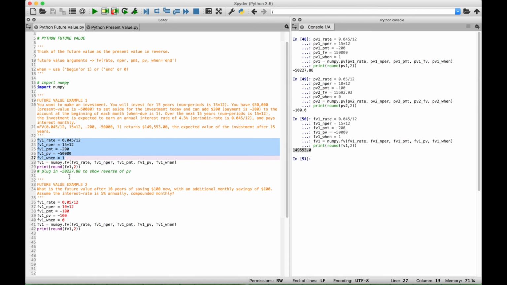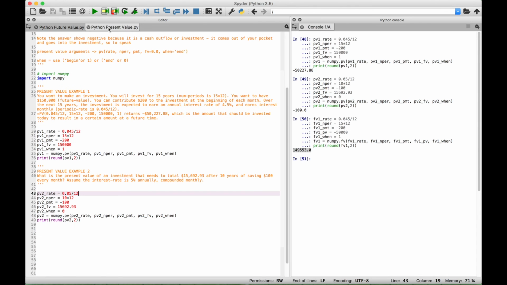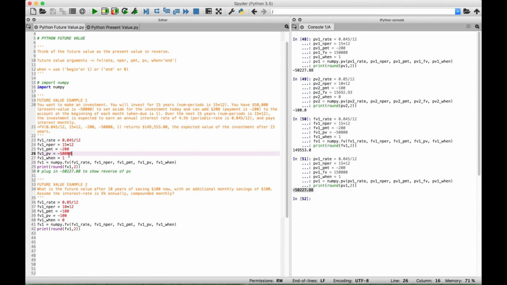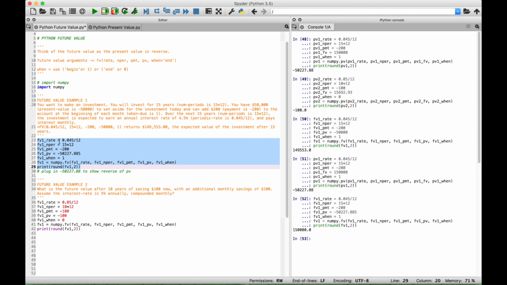Okay? Now just to show you that the future value is the present value in reverse, recall that our answer from the present value, first example, comes out at $50,227.88. Let's take that amount and plug it into our present value for this function. Now if we plug this in and select it and run it, you can see over here in the console we get $150,000, and now the present value and the future value numbers for both of our examples match. Okay? So if you play around with that a little bit, you'll see that the numbers match.